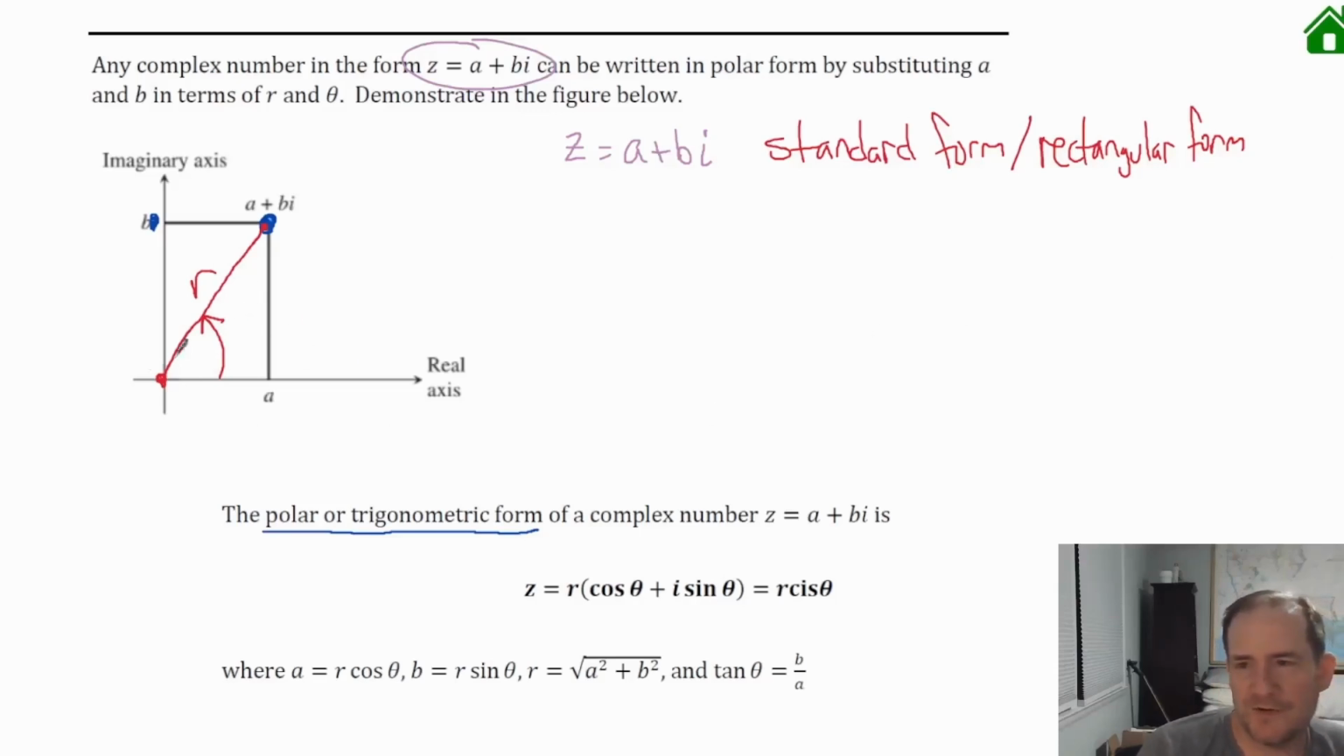And so, how did we do this before? Didn't we just imagine this as a vector? Look at me drawing a vector. Look at that light blue vector. Well, that vector has a magnitude, and that vector's magnitude is literally what r is. And we had a formula for magnitude.